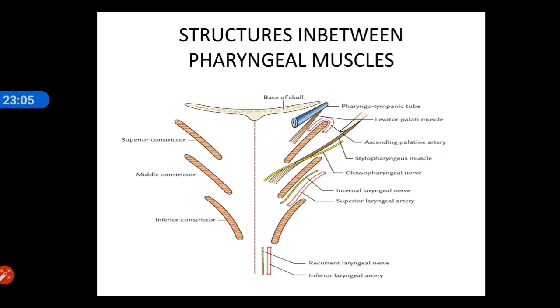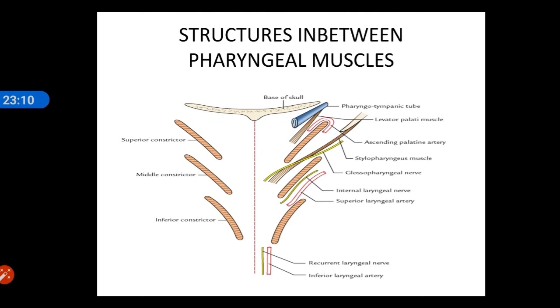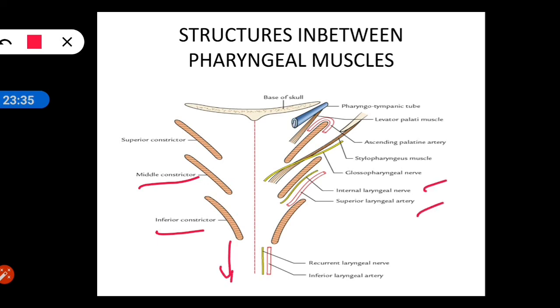Now we will see the structures passing between the superior constrictor and the middle constrictor. Mainly a muscle named stylopharyngeus accompanied by glossopharyngeal nerve. Now we will see the structures in between the middle constrictor and the inferior constrictor. So there is internal laryngeal nerve and superior laryngeal artery. Now below inferior constrictor we have recurrent laryngeal nerve and inferior laryngeal artery. So these are the structures passing in between the pharyngeal muscles.